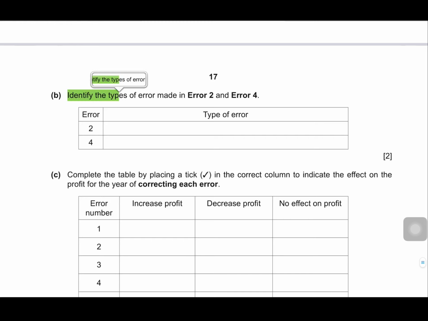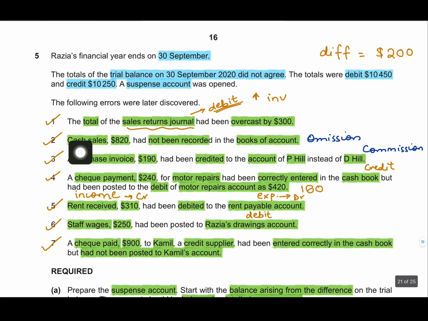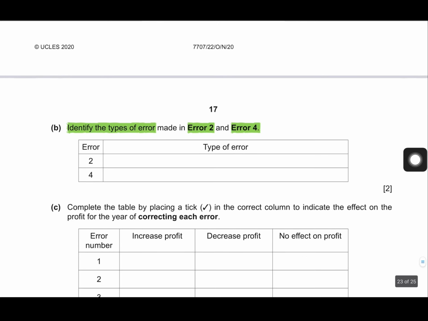Part B says identify the types of error made in error number 2 and error number 4. So in just error number 2 and error number 4. Okay, let's read the errors again. Cash sales 820 had not been recorded in the books of accounts. So we know that this is an error of omission, when the transaction is completely omitted from the records. So, error of omission.